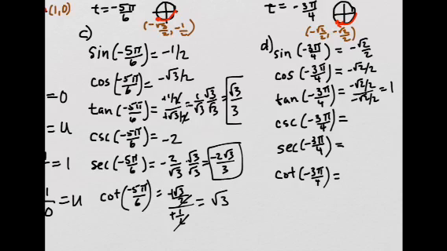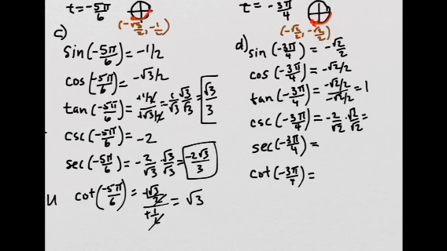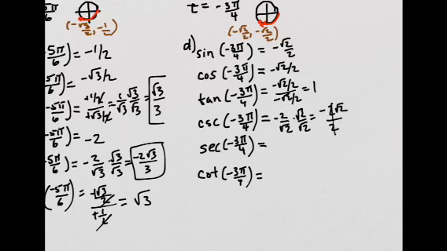Cosecant of negative 3 pi over 4 is the reciprocal of y, so we end up with negative 2 over radical 2. We're rationalizing it, so we end up with negative 2 radical 2 over 2, which reduces to negative radical 2.